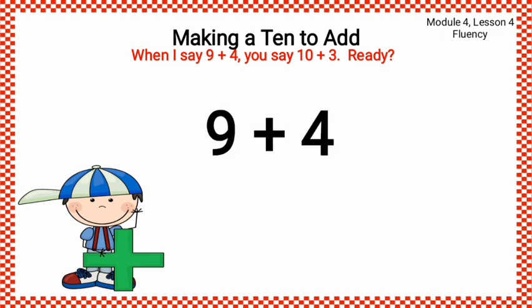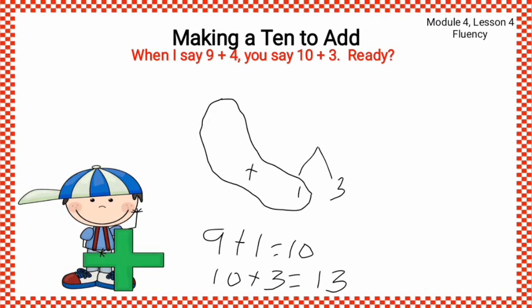Here, 9 plus 4. 9 is closest to 10, and it needs just 1 to become 10. So I'm going to pull 1 away from 4. So instead of saying 9 plus 4, you say 10 plus 3. Because I've taken 1 away from 4 to make a 10. So 9 plus 1 is 10, and what's left is 3. So 10 plus 3 is 13, which means 9 plus 4 is the same as saying 10 plus 3.